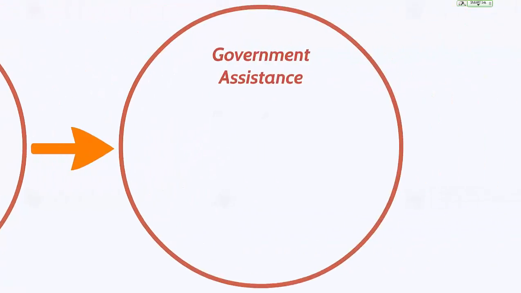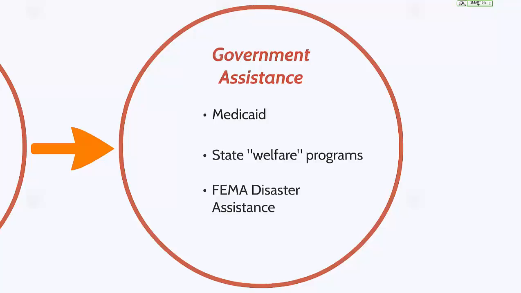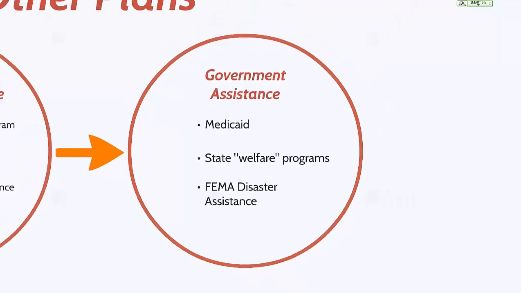Then government assistance. These include Medicaid, state welfare programs, and FEMA disaster assistance programs, which is different from flood insurance or NFIP. The distinct feature of these from social insurance programs is that they're not paid for by the people who participate in them. They're paid for generally by tax dollars.